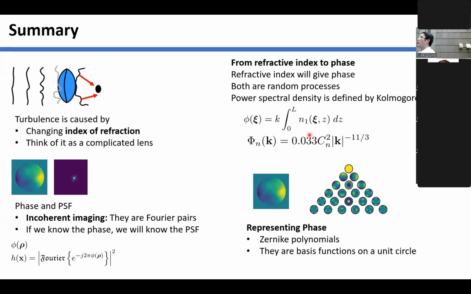Just integrate along the path. That would be the phase function. And you can draw that random realization according to the Kolmogorov power spectral density. So that's message number 2. Message 3, if you do incoherent imaging, then you can get the point spread function according to this equation. Message 4, that is the basis representation.